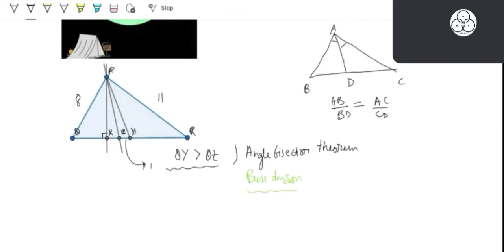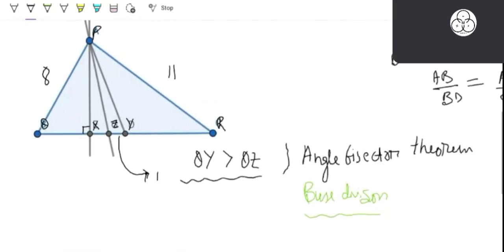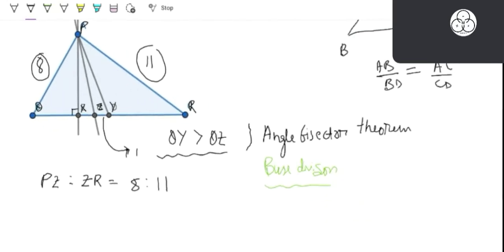So now how can we prove this using the angle bisector theorem? Just have a look. Using the angle bisector theorem, we can write the ratio between PZ and ZR as the ratio of the sides, 8:11. Using ratio and proportion, we can say QZ is some 8a, where a is a constant, and ZR equals some 11a.